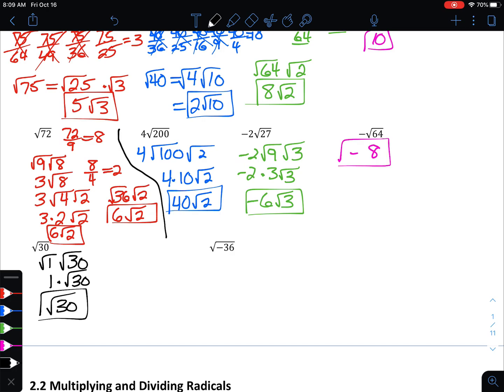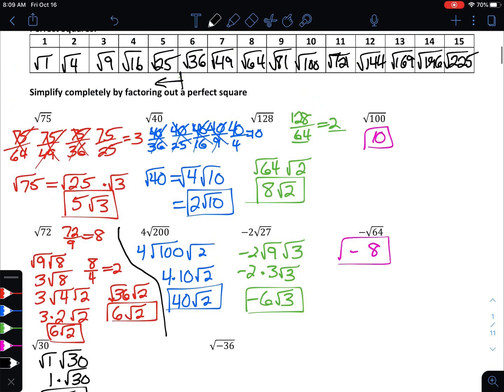Now, for square root of negative 36, you have to be careful. This is different from the one where we had the negative square root of 64. So please know that these are different. With the negative being in front of the square root sign, that is okay. What we're about to find out is that a negative under the square root sign is not okay. Because you would think that the answer was 6 because of the square root of 36 being 6. But here's what you have to be careful with.